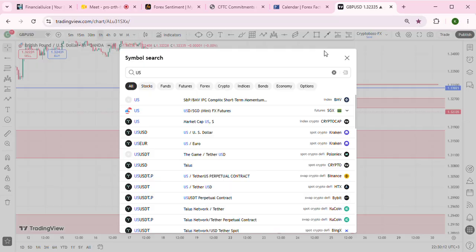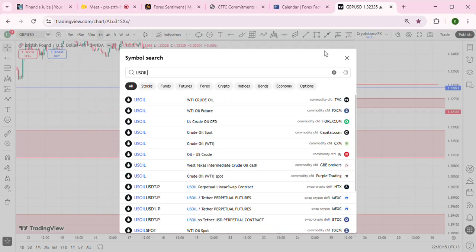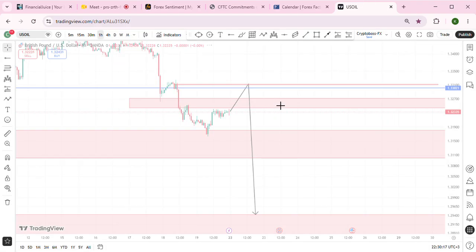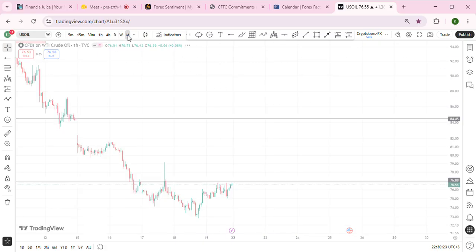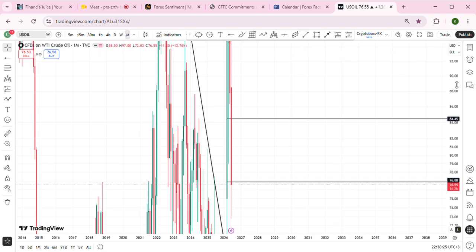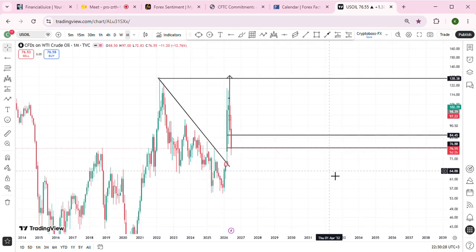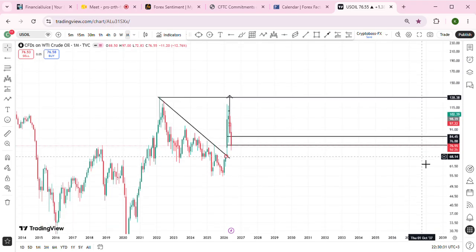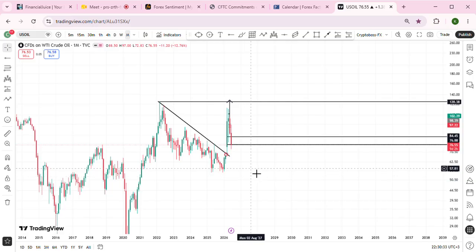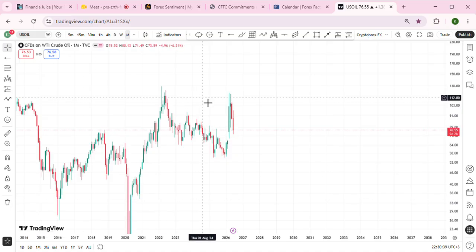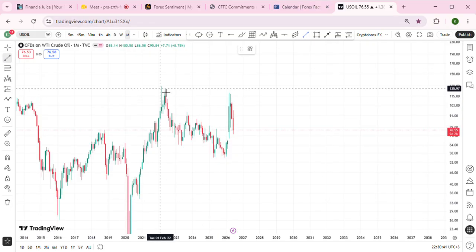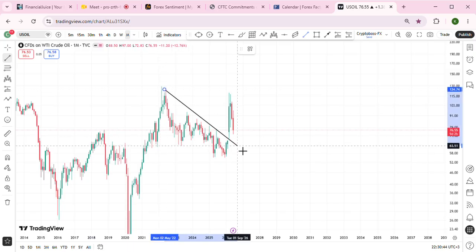USOIL. Let me check on oil and see. This is crude oil. So when it comes to oil, I don't do much analysis on it. Okay, so let me just clear my chart and see. So on oil, we have been trading in this channel for long.